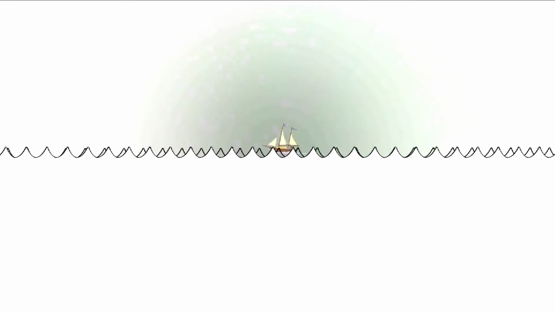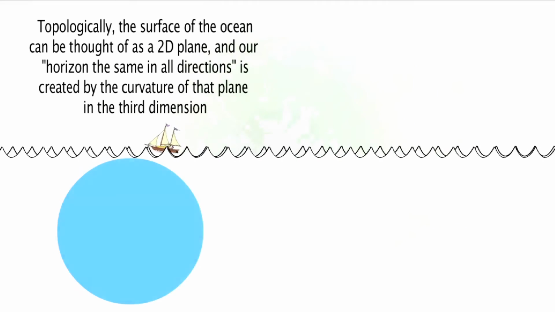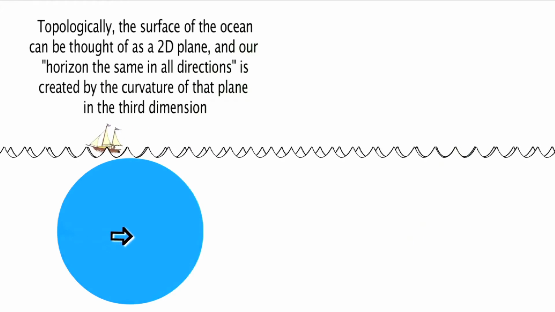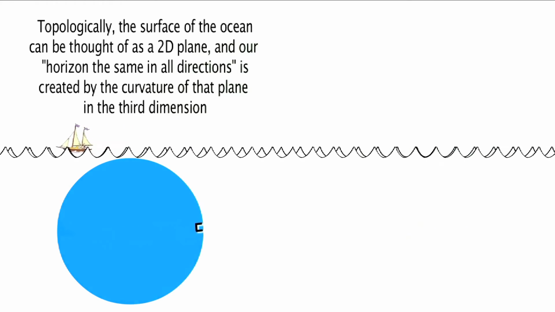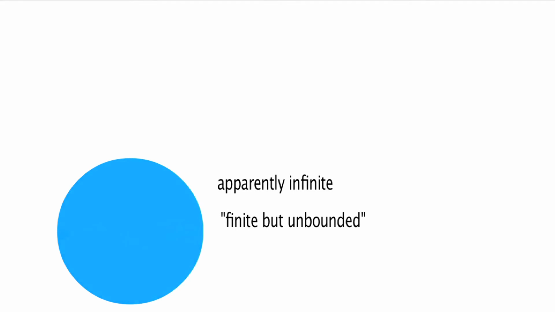From this I can deduce that there is a slight curvature to the surface of the ocean, which is, topologically speaking, a 2D plane, and understand that I'm really on a 3D sphere. From the 2D topological perspective, I could head in a specific direction forever, giving me the impression that I was on an infinitely flat surface. But with the added curvature of the 3rd dimension, we can see how apparently infinite can be equated with finite but unbounded.